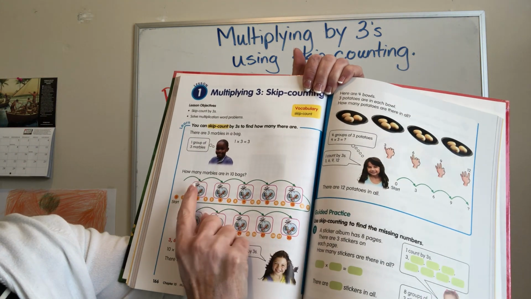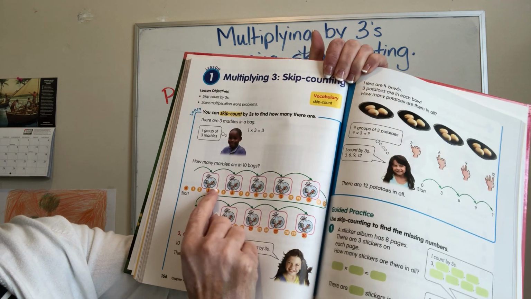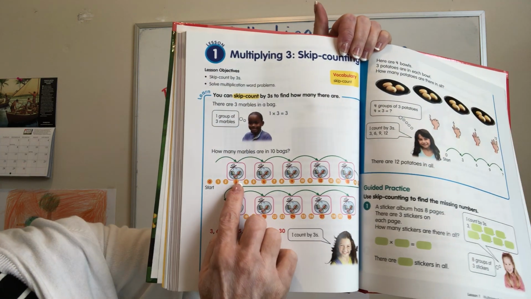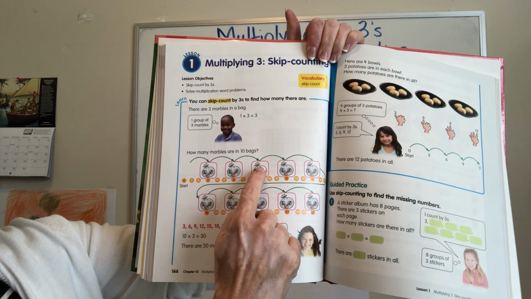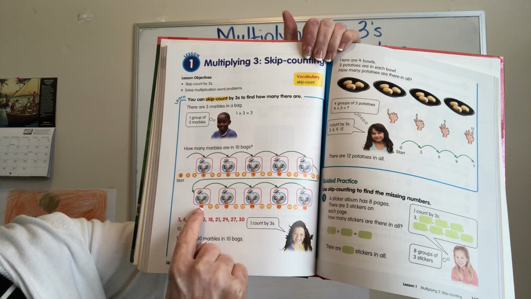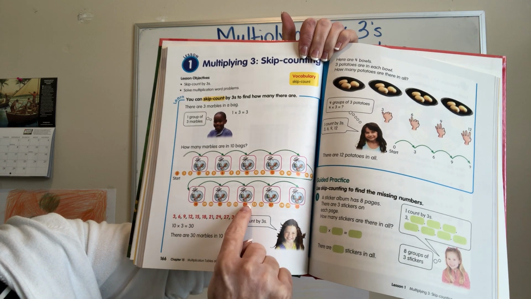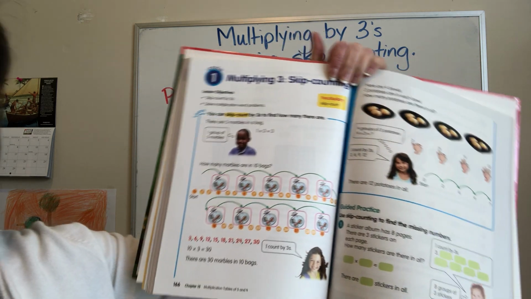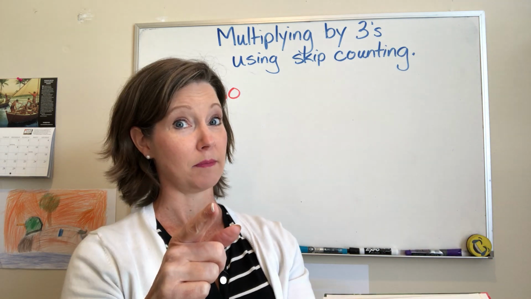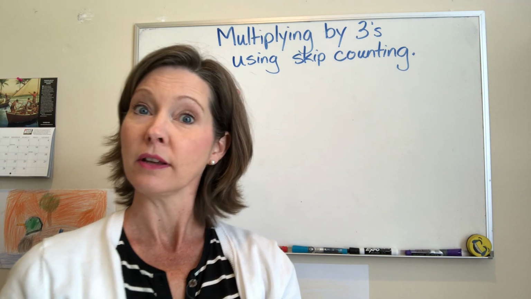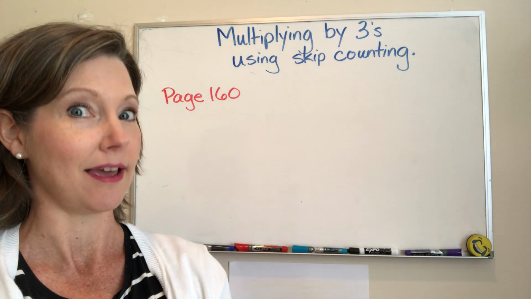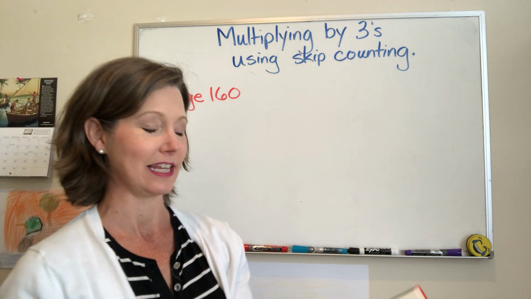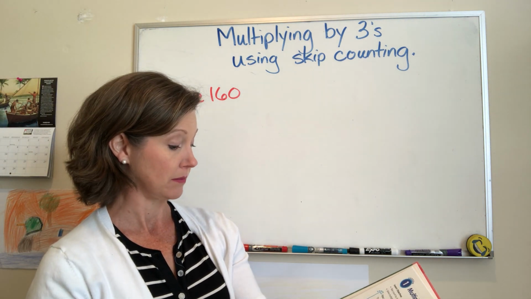Well, we have 10 bags and each bag has how many in it? Well, 3. So we can count 3, 6, 9, 12, 15, 18, 21, 24, 27, 30. Now you already know that 3 times 10 is 30 because you learned your times 10s. But now you can prove it by counting by 3s or by 10s. Ha! You've got fancy things in your pocket now, including maybe some marbles.